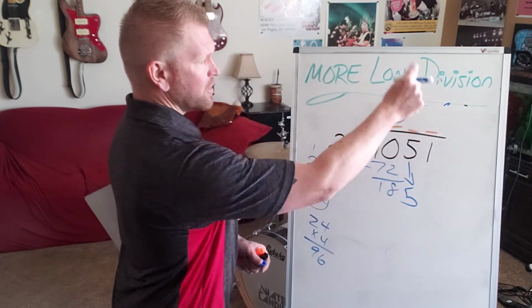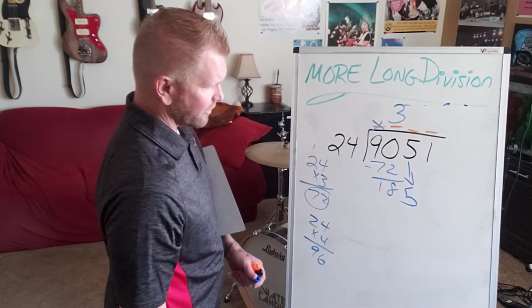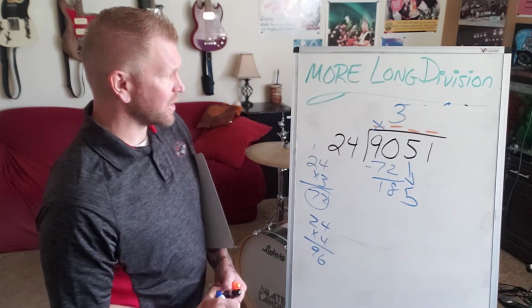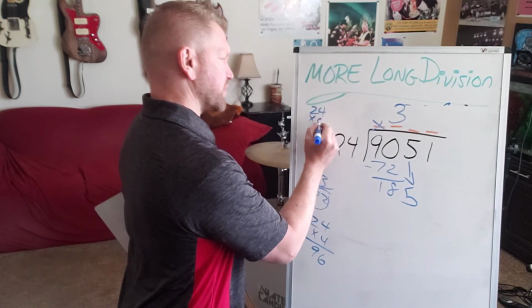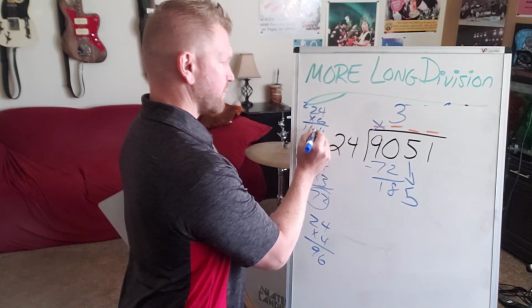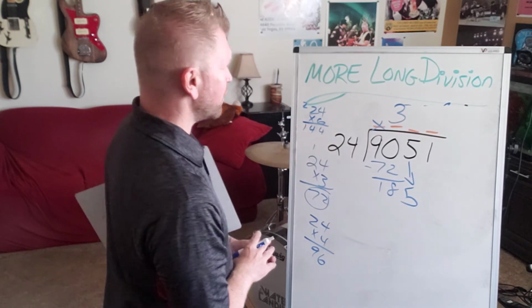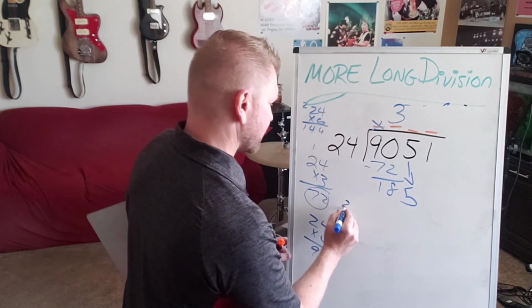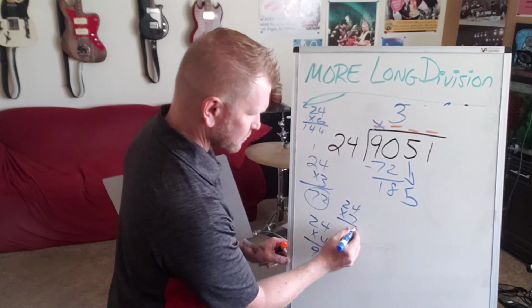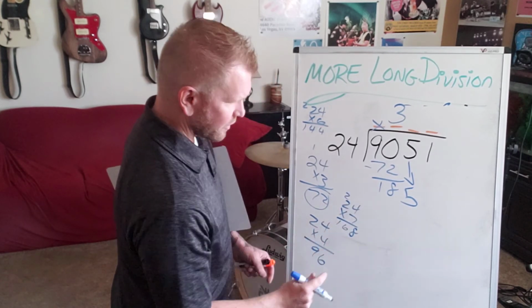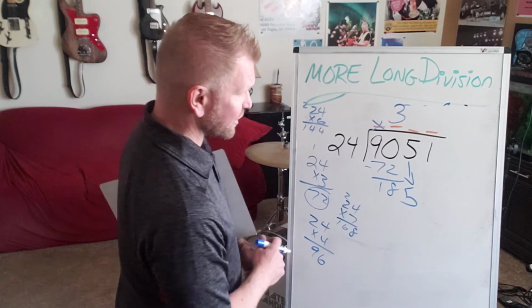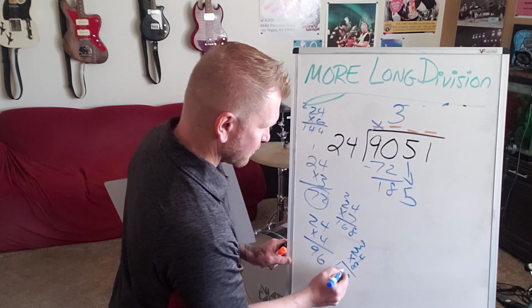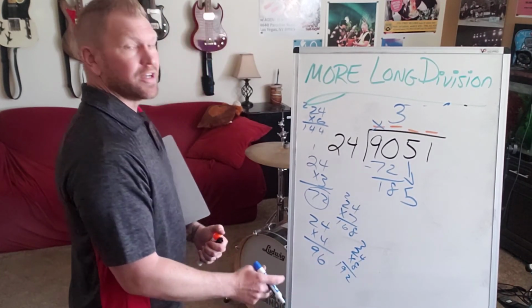Okay, so now what number times 24 gets me close to 185? 4 is too small. What do you want to try, like a 5 or a 6? I'm going to try a 6. So 24 times 6. That's 144. That's even bigger though. Let's try a 7. Let's try 24 times 7. That's 168. Maybe it's 8. Let's try 8. Well, that's too big.